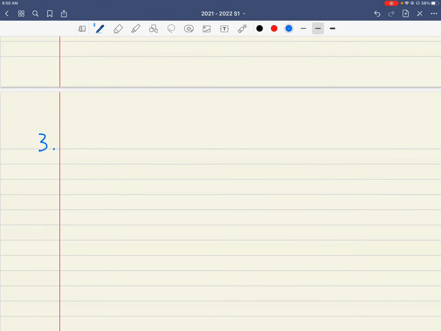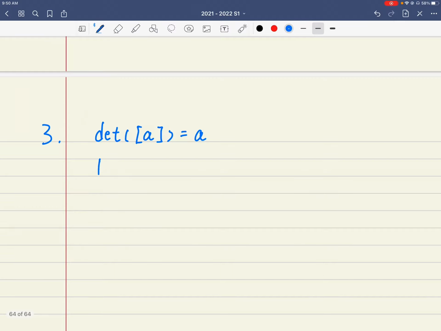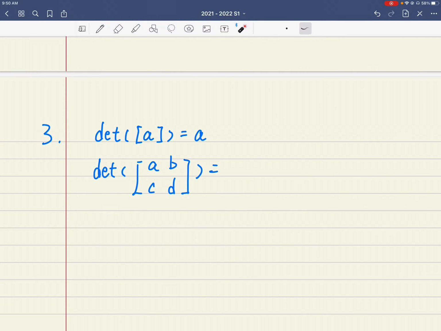Okay, let's talk about the general formula for the determinant. So far, we've learned a lot of different special matrix determinants. For example, the determinant of a scalar matrix, or just a one by one matrix, is a no-brainer. The result is just A itself. We've also learned the formula for a 2 by 2 matrix. It's AD minus BC, the diagonal product minus the other diagonal product.